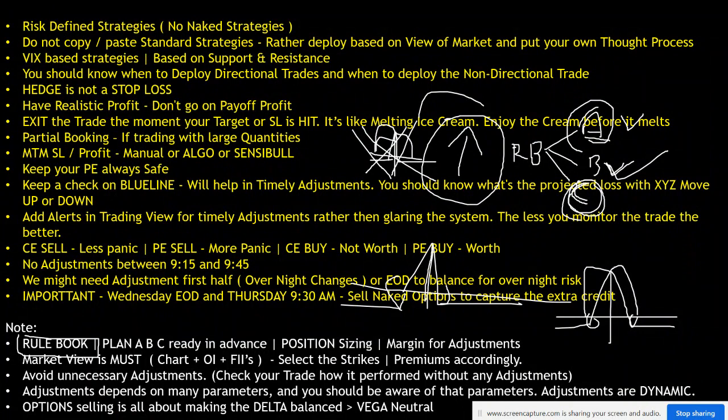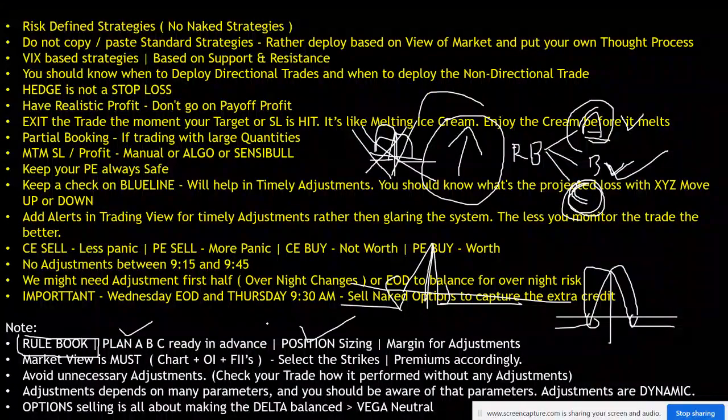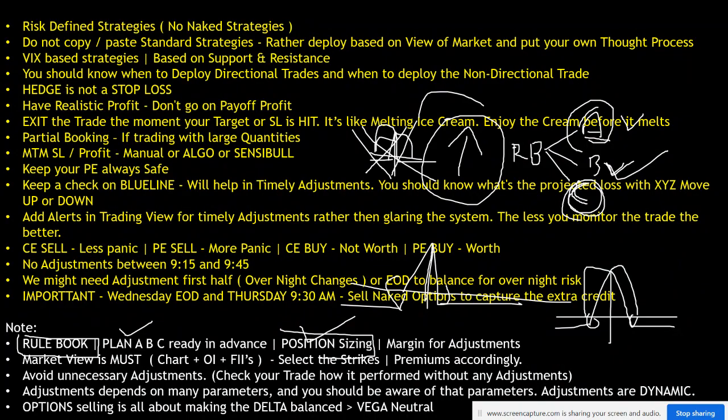So you need to have that rule book. This is very important. You need to have that rule book, wherein you have to mention each and every point. It should have your plan A, plan B in advance. That rule book should define the position sizing, friends. Position sizing is very, very, very important.